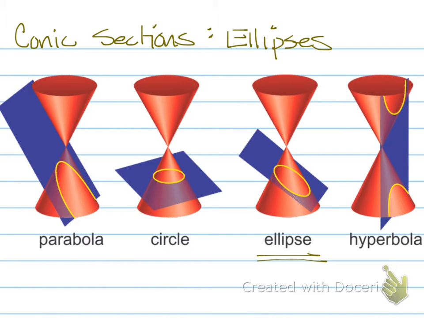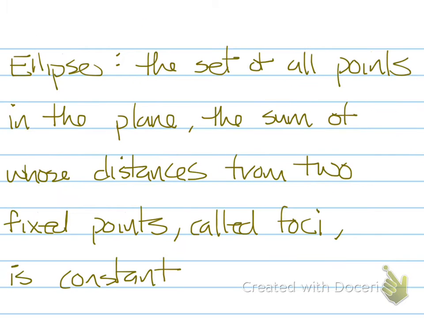All right, this lesson is on ellipses. An ellipse is the set of all points in the plane, the sum of whose distances from two fixed points, called the foci, is constant.